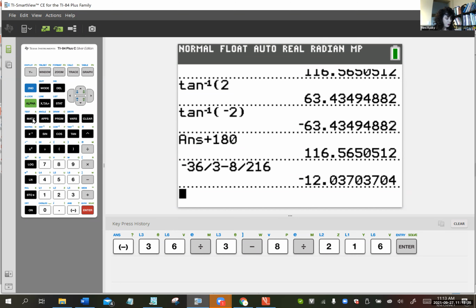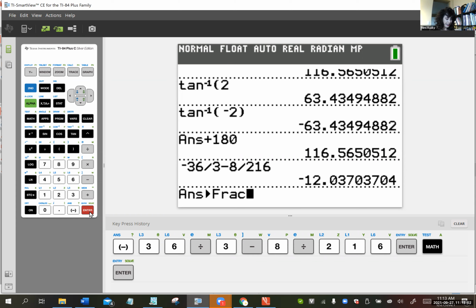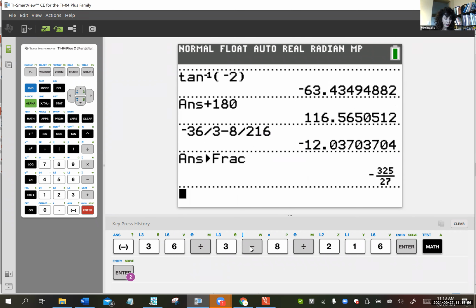So you go over here to your calculator and hit the math button. And the very first menu selection in the math menu is frac, and that stands for fraction. So that's the one I want. It's already chosen. So I'm just going to hit enter and then hit enter one more time to push the calculator into giving you the frac or the fraction for the decimal.